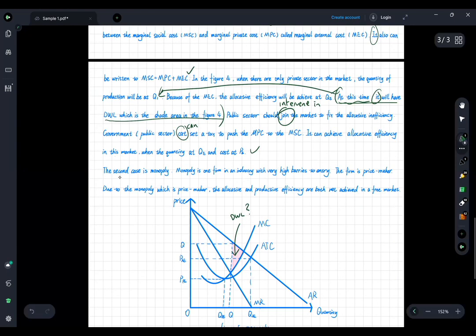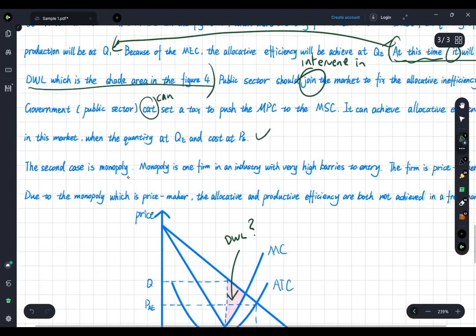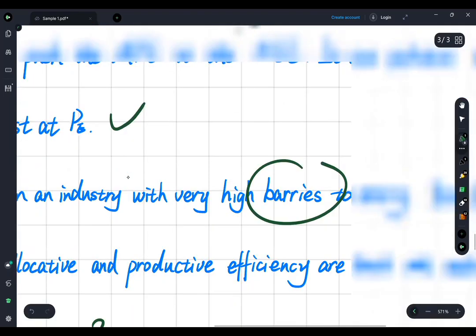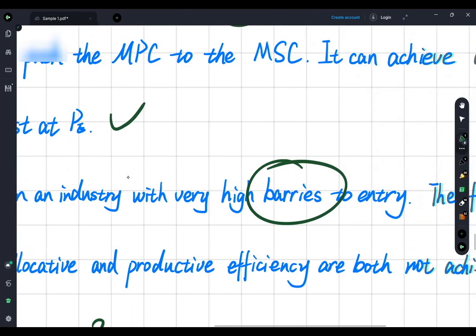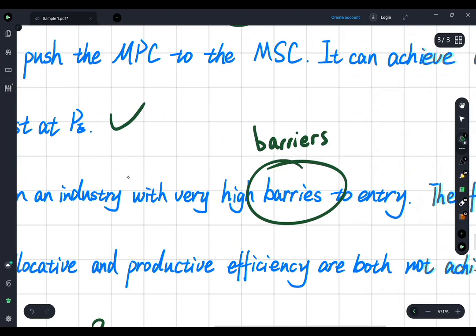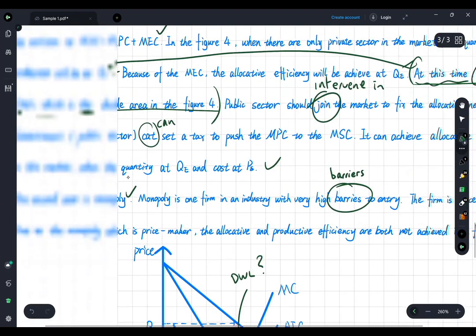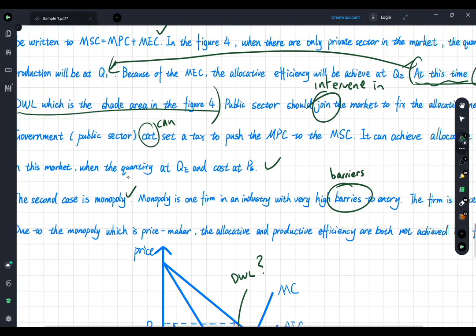All right. The second case is monopoly. Okay, so now monopoly is spelled properly. Very good. Monopoly is one firm in an industry with very high barriers. Okay, another spelling mistake on a keyword. That's a problem, at least to me. Barriers, not berries. Barriers. Okay, barriers to entry.